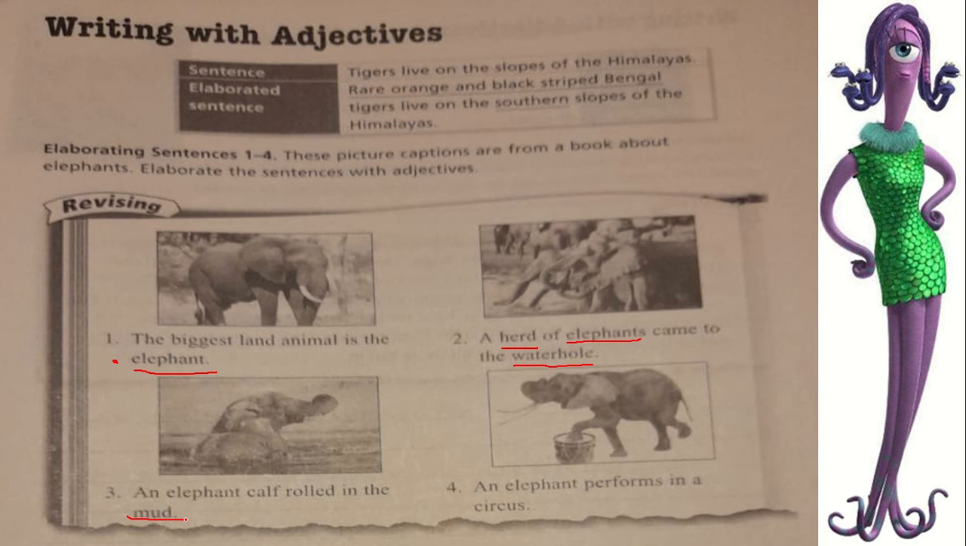Okay, because we've been describing already elephant, and right here, calf elephant means un cachorro of an elephant. An elephant performs in a circus. And again, we have the word circus, and you can add an adjective to the word elephant. So that makes 2, 5, 7, right? You have to add 7 adjectives to your activity, okay? Let's go to the next page.